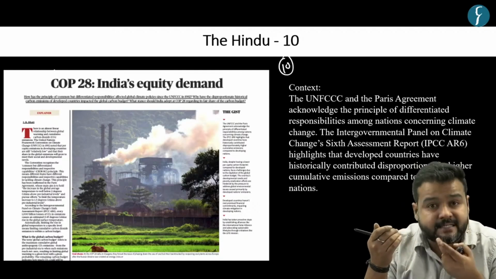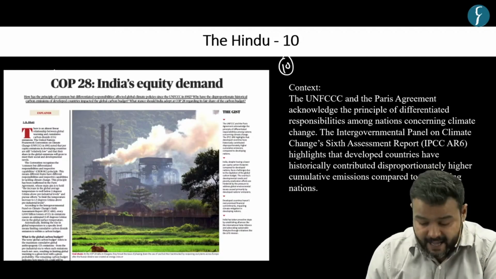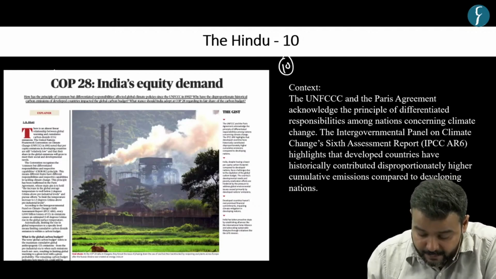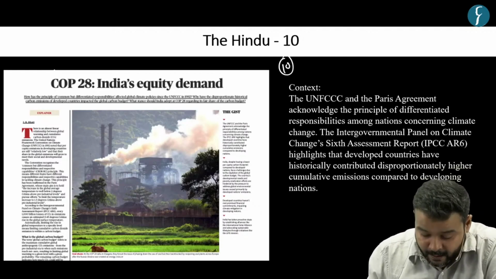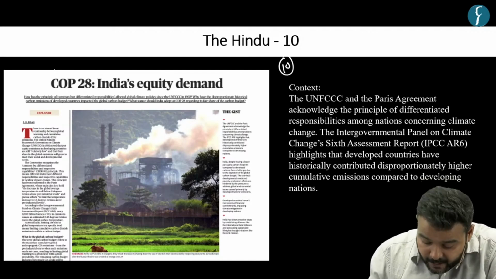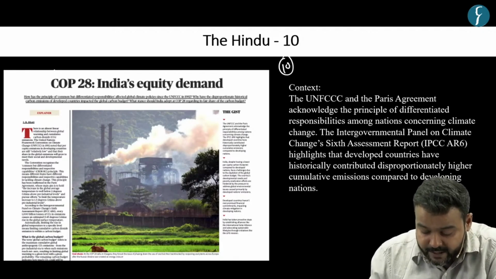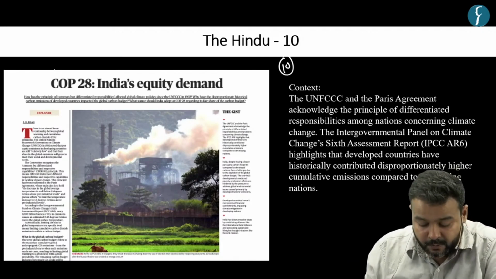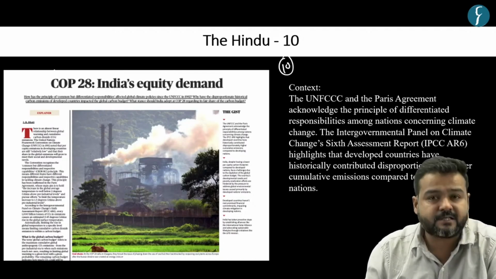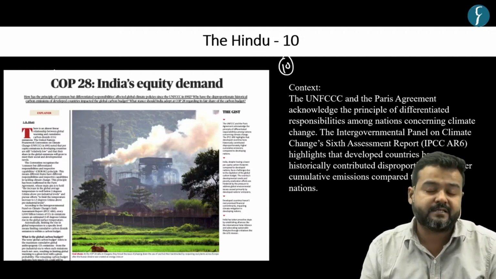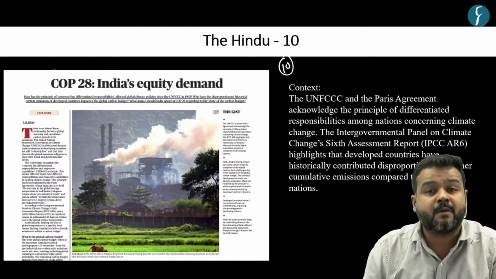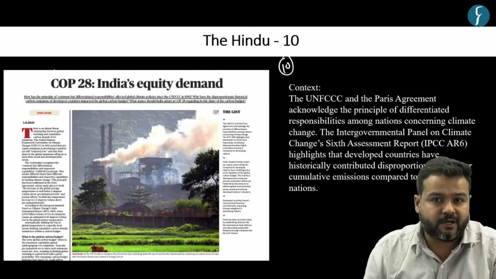So the context is that both UNFCCC and Paris Agreement acknowledge the principle of differentiated responsibilities among nations concerning climate change. Now, the IPCC's sixth assessment report highlights that developed countries have historically contributed disproportionately higher cumulative emissions compared to developing nations. So that brings us to this news that what should be the strategy of India, how it should go in the negotiation, what should be its demand, what should be its stance on reduction.